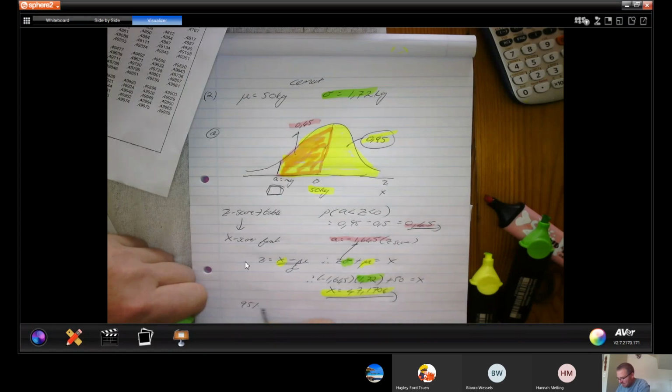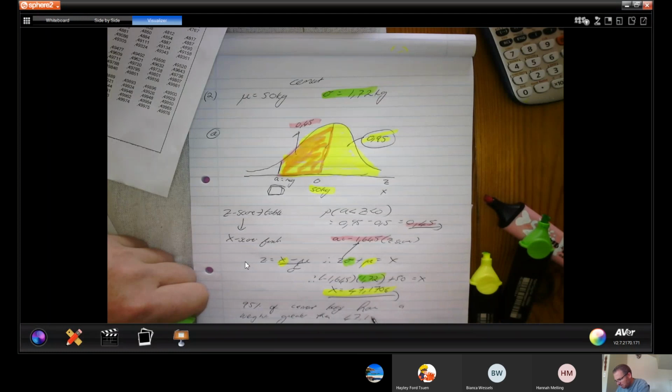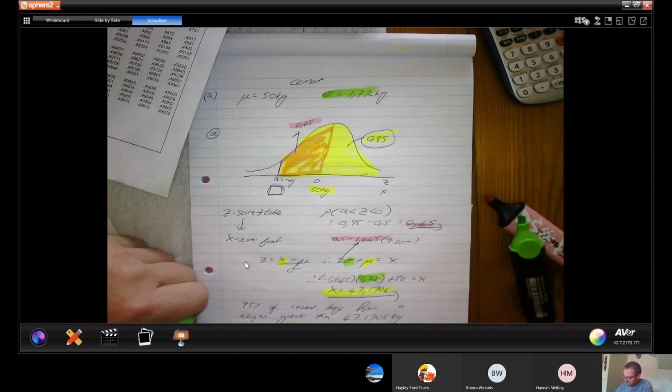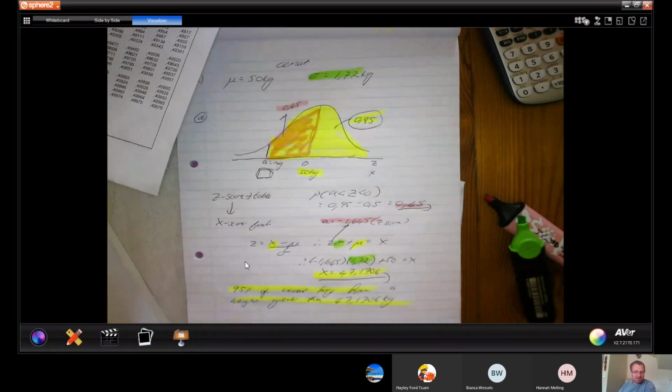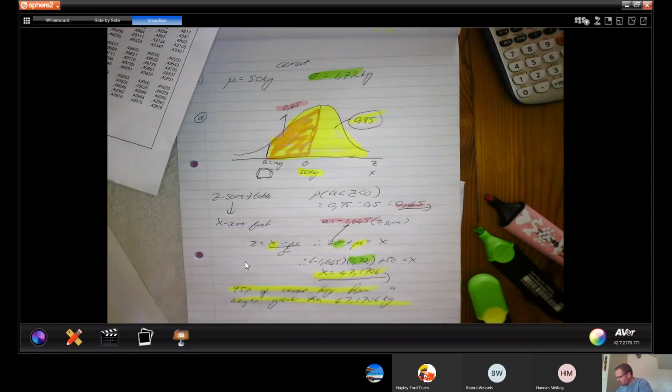95% of the cement bags have a weight greater than 47.1706 kilograms. So that's what you've just worked out. In that particular sample, that's what's going on. Neat, eh? Right, we're probably not going to get to 3, but let's try to do 2B.